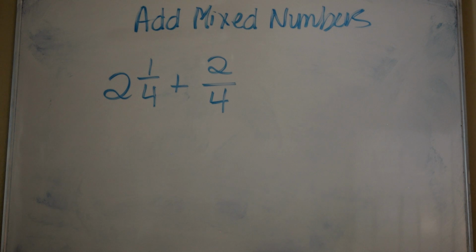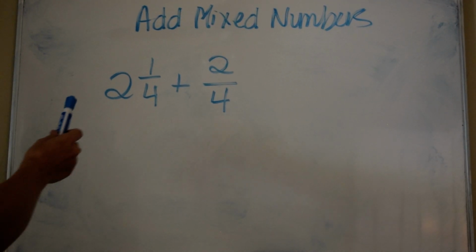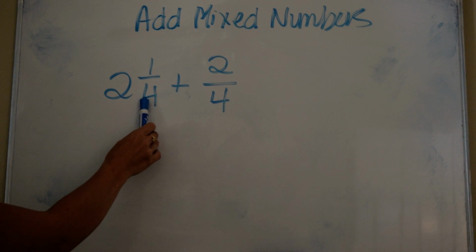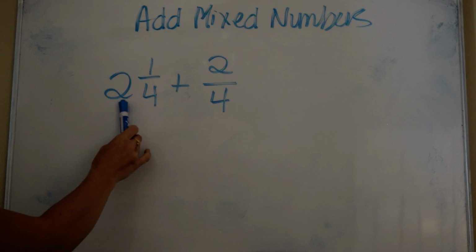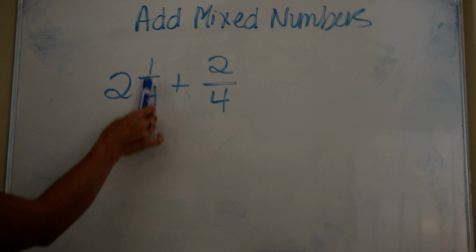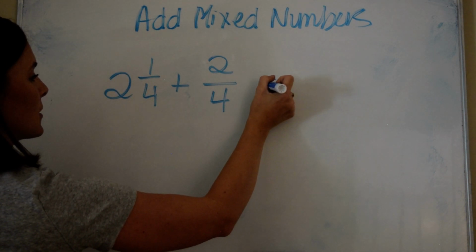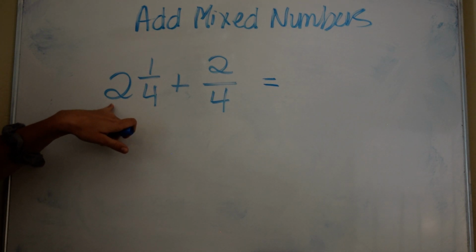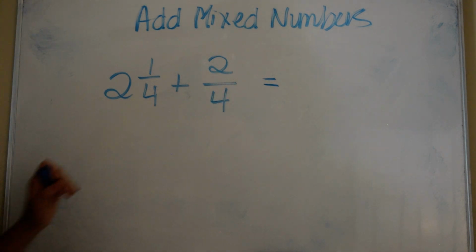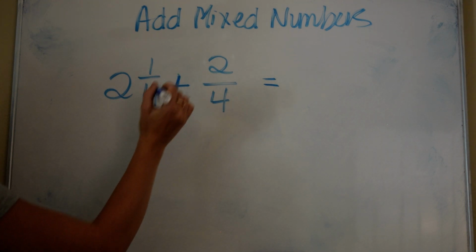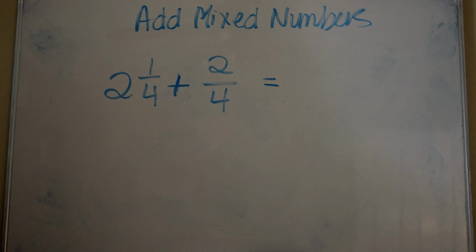So here we go. When we add mixed numbers, remember a mixed number is a whole number attached to a fraction. Now, this is adding mixed numbers because this one's just a fraction, but this one has a whole number attached to it. So I'm going to show you what you do when you have something like this. The whole numbers are going to go ahead and just come on over because we're adding. I'm not subtracting, which is different, but I'm just adding.